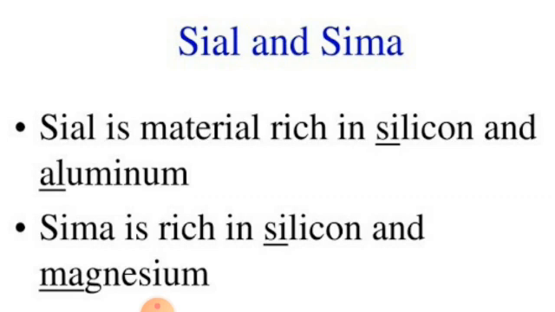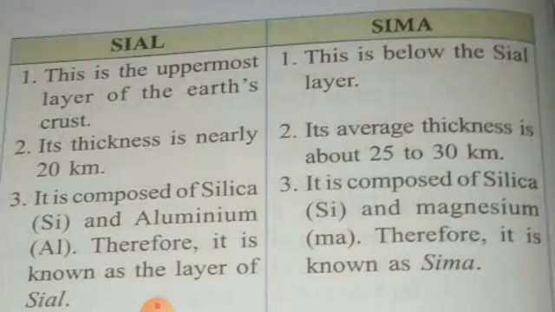Sima is rich in silicon and magnesium. In the same way, the first two letters of each mineral have been taken and together called Sima. Here are the differences between Sial and Sima. Sial is the uppermost layer of the Earth's crust, that is, continental crust. Sima is below the Sial layer, present in oceanic crust.